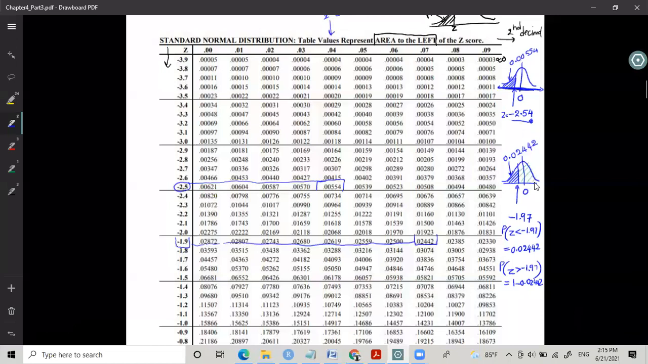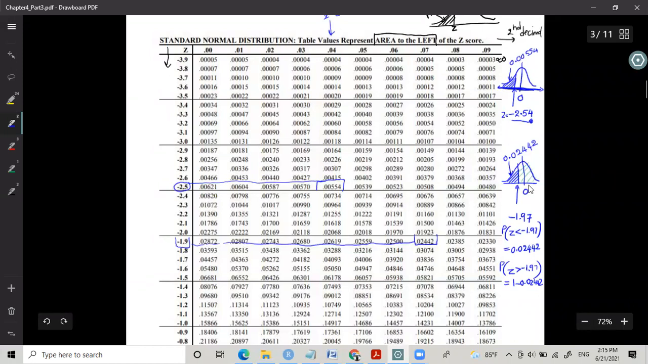When you read the table, you get the probability, the left tail. If you need the probability of the right tail, you have to do 1 minus. Okay, always you do 1 minus and you get the probability you want to the right of the Z score. Okay, so that's very, very simple and very easy.